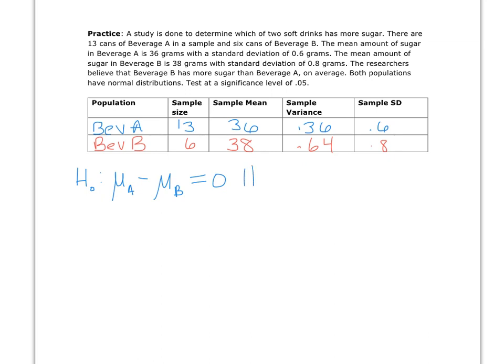Now the alternate hypothesis. The researchers believe that beverage B has more sugar. So they believe that the mean for A is less than the mean for B. So in terms of a difference, the alternate hypothesis is mu A minus mu B is less than 0.